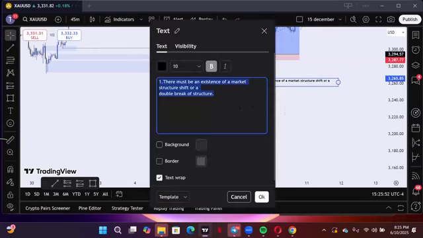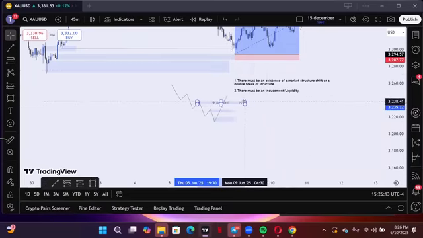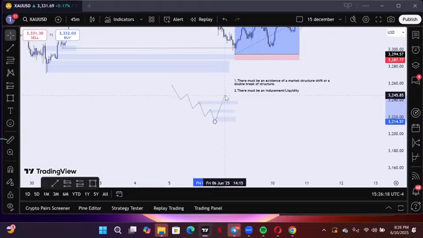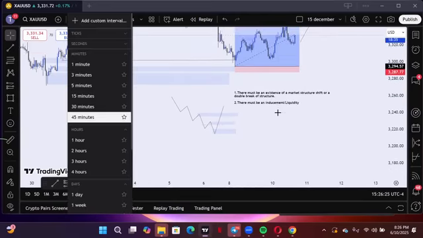Now, the second rule says there must be an inducement, or liquidity. It means that after you've gotten your market structure shift, the second thing you should be looking out for is the pullback that the market will make after that structure shift. After the market gives you your double break of structure or market structure shift, the next thing you pay attention to, after that candle closes, is the pullback that the market will make. That is what you're going to be looking for.